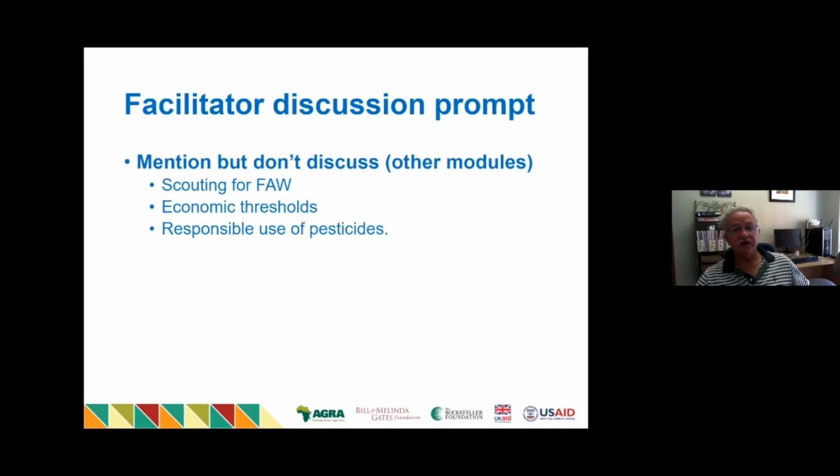So that takes care of our module number 2 on biology and identification. There are several other modules to follow. You don't have to discuss this with the farmers, but please mention it to them. Other modules about scouting, about economic thresholds and the responsible use of pesticides. And that is all based on good understanding of biology and identification of damage symptoms.